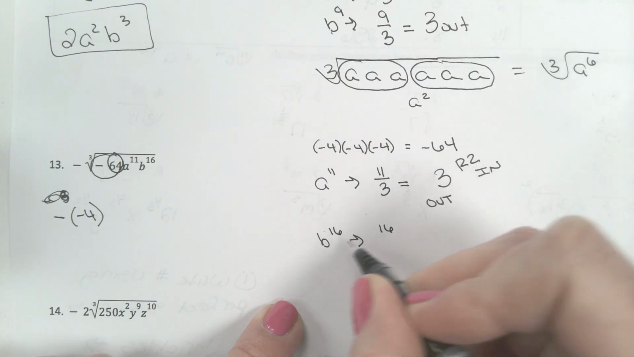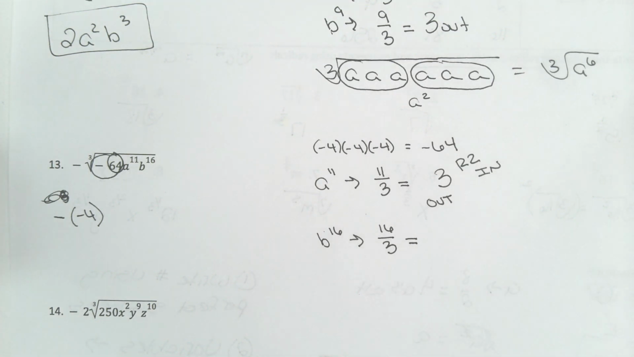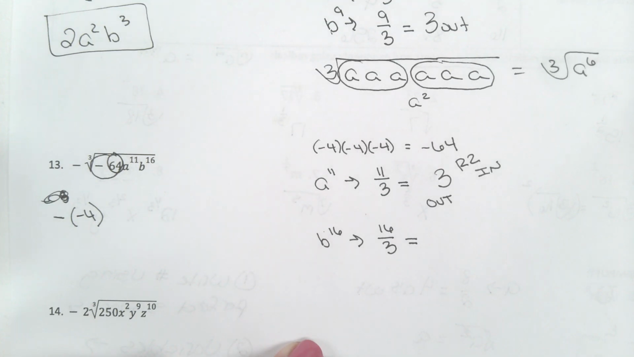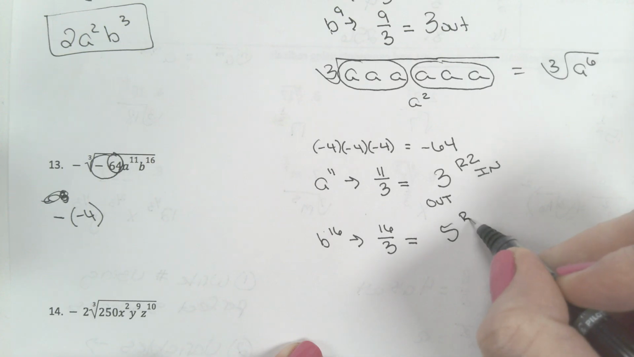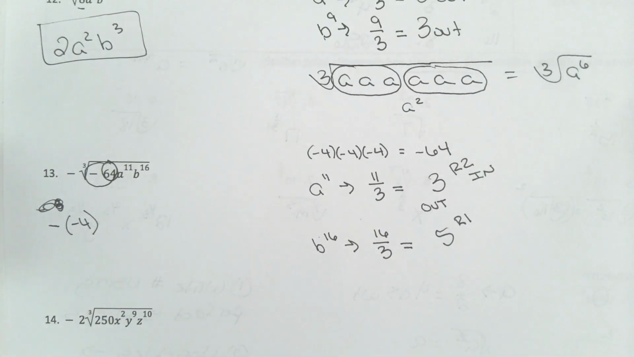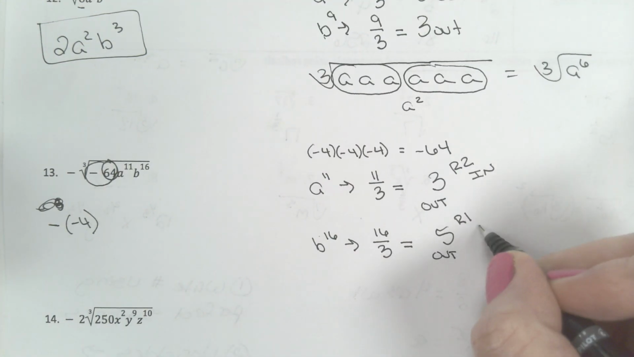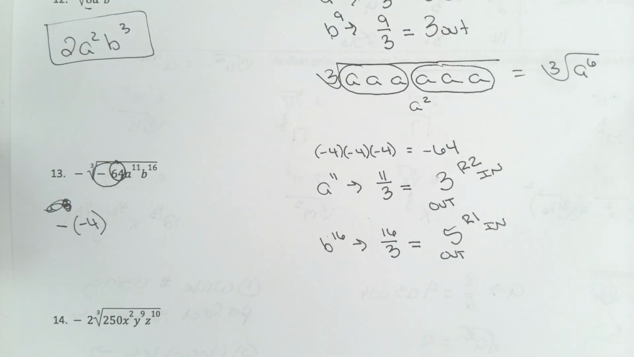Now we have b to the 16th. So we're taking 16 divided by 3. All right, so it doesn't divide evenly. How many times does 3 go into 16? With how many left over? So that tells me that 5 get to come out, and 1 is still under the radical.